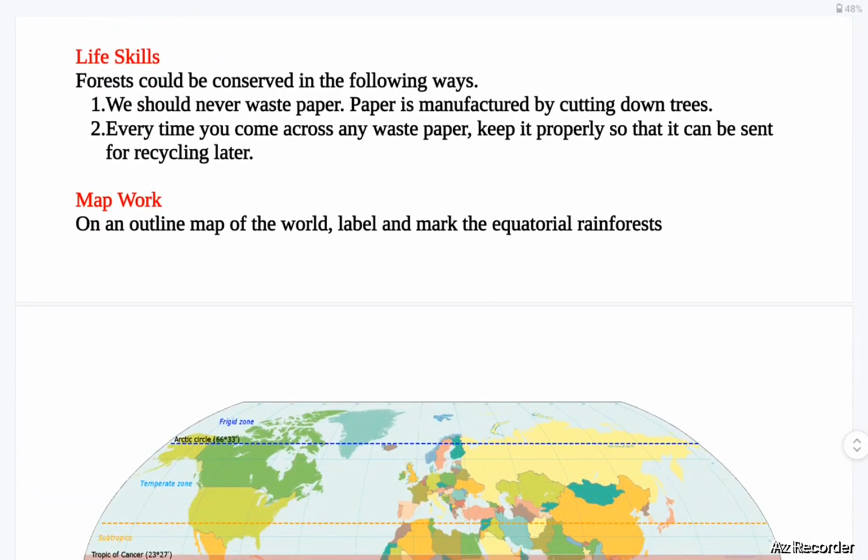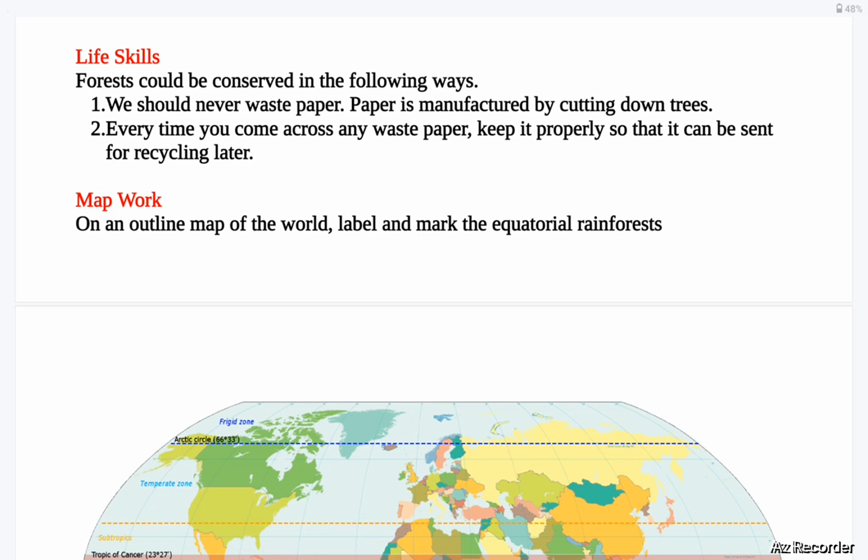So there are some life skills also. Forest could be conserved in the following ways. First is we should never waste paper. Paper is manufactured by cutting down trees. So second is every time you came across any waste paper, keep it properly so that it can be sent for recycling later.